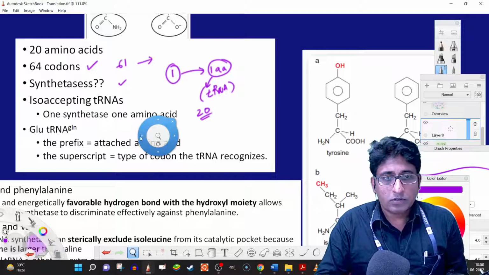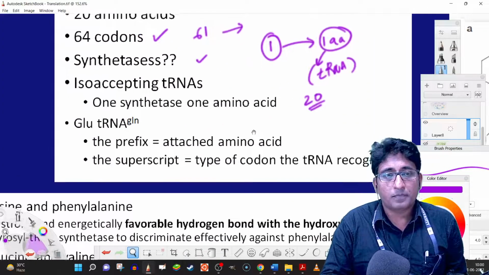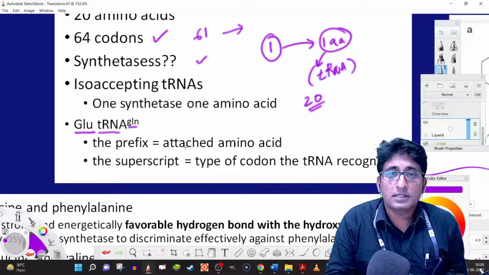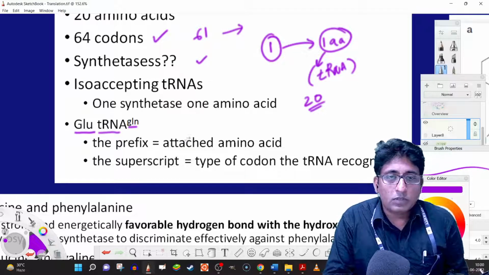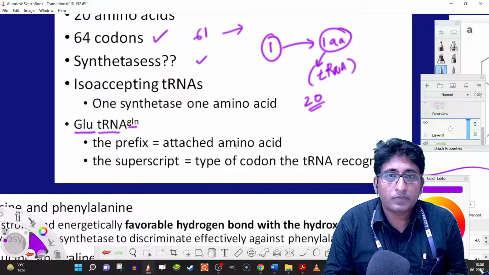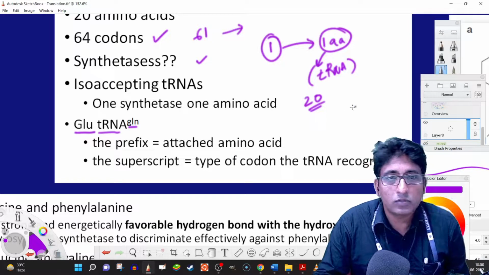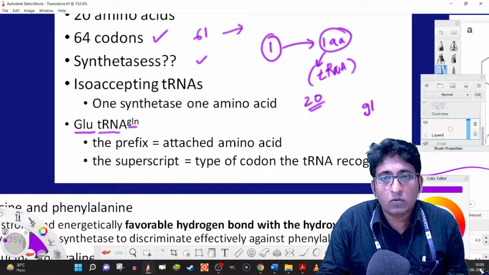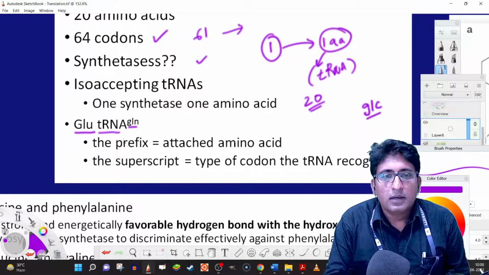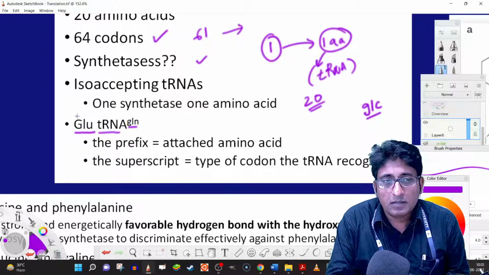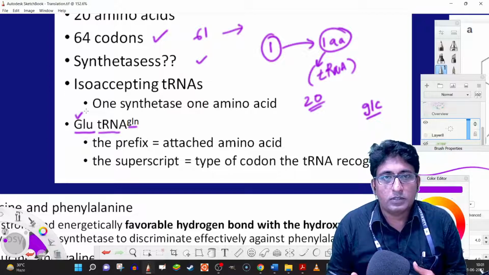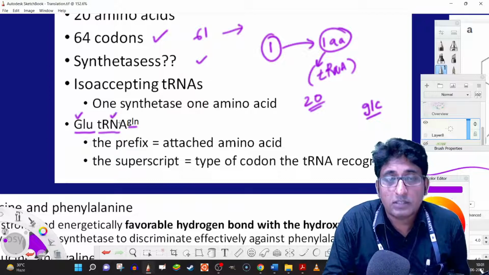And there is also a convention about how people write this. GLU, tRNA, and superscript we have as GLN. Normally, the GLU here stands for glutamic acid. It's not for glucose. People tend to be confused as glucose sometimes. For glucose, the code is GLC. GLU is for glutamic acid, and the prefix defines what amino acid is going to be attached to, or charging, the tRNA.